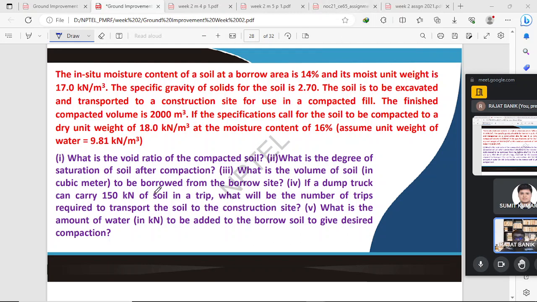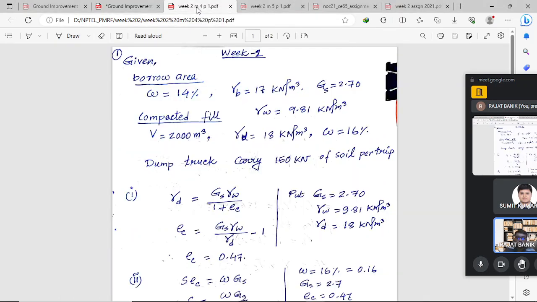In the first question, it is asked what is the void ratio of the compacted soil. Now we come to the solution part. For this, we can list here what is given for the borrow area, what is given for the field area, and what extra is given.